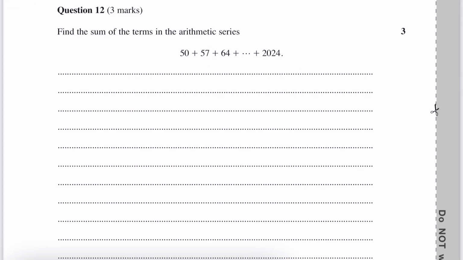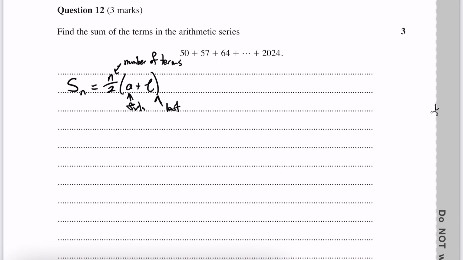Question 12 says find the sum of the terms in the arithmetic series. Okay, so we know we need to find the sum, and we know that it's an arithmetic series. So we should know that the formula for the sum of n terms is n over 2 outside of a plus l, where a is your first term and l is your last term, and n is the number of terms.